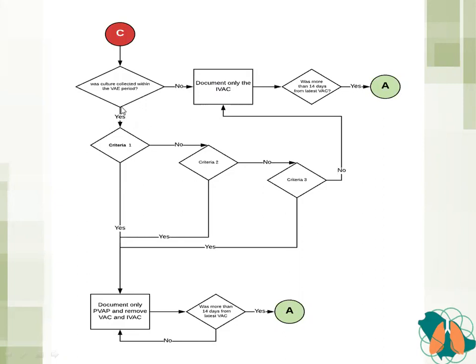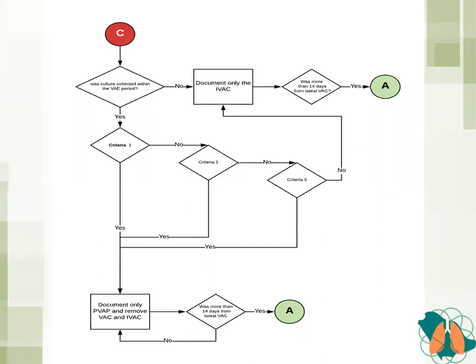So actually, yes, the team ordered a culture from the respiratory, from the endotracheal, so you will wait for the results. If you remember in the CDC, they said criteria 1, criteria 2, and criteria 3, but any culture that came with a positive organism is enough, you put it as yes, and you will document only PVAP, and you will not document any IVAC or VAC. And from the day of VAC, you will wait for 14 days, so you can calculate another VAE.